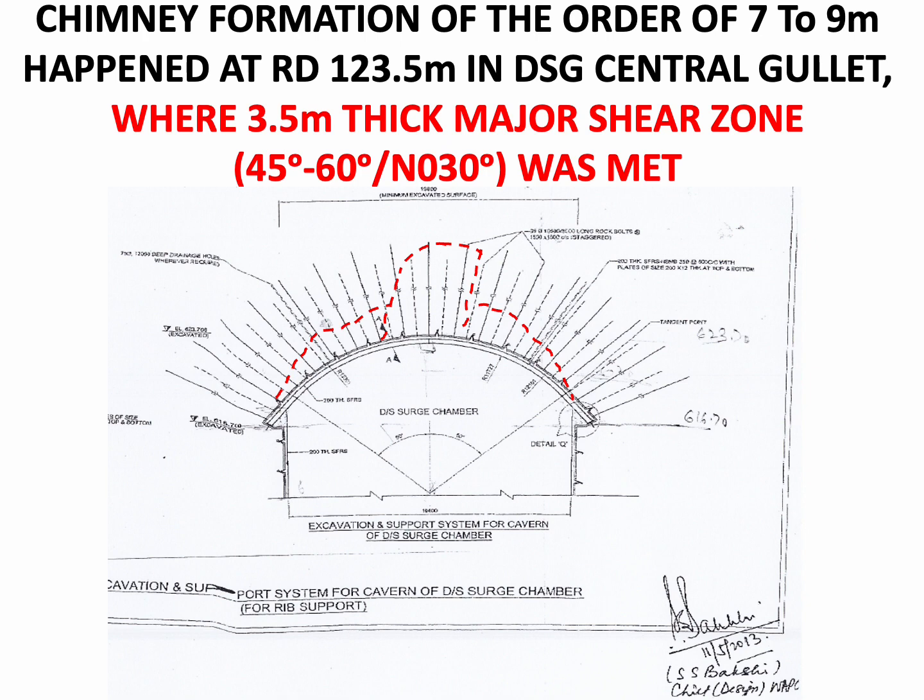Chimney formation, of the order of 7 to 9 meter, had happened at RD 123 meter at the location where shear zone was met in Downstream Surge Gallery. Such a chimney formation was made and the rib support was introduced, and these were the rock bolts initially designed to be provided along with the rib supports that the designers asked to provide in all the three caverns in locations where such chimney formations are made during excavation.